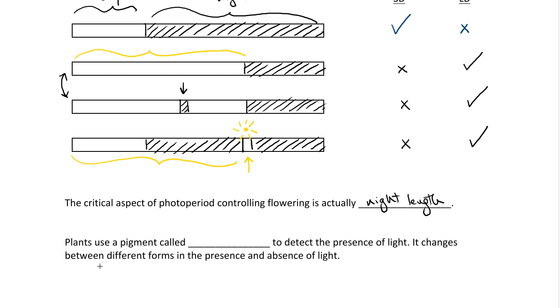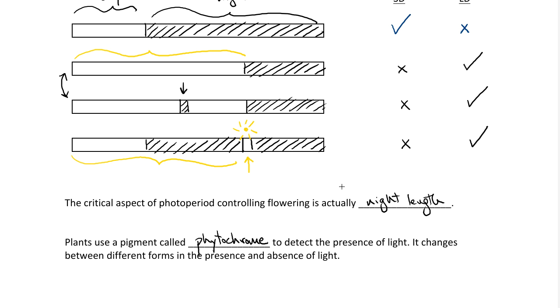Underlying this is the fact that plants are using a pigment called phytochrome to detect the presence of light. And phytochrome changes back and forth between two different forms, one that it turns into in the presence of light, and one that it slowly reverts back to in darkness. So in this case, this flash of light is converting the phytochrome back into the form that tells the plant, hey, it's daytime, and therefore it's treating this as one long day.